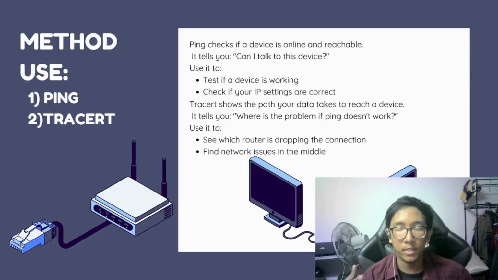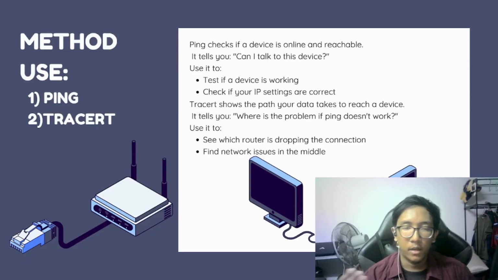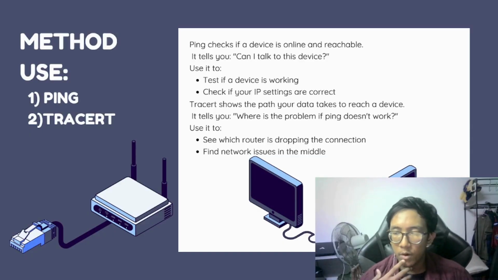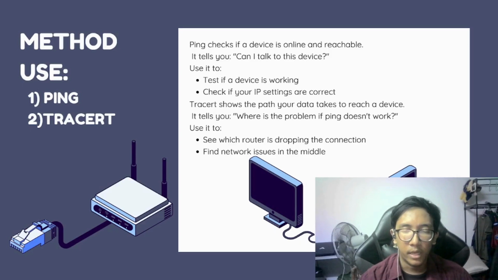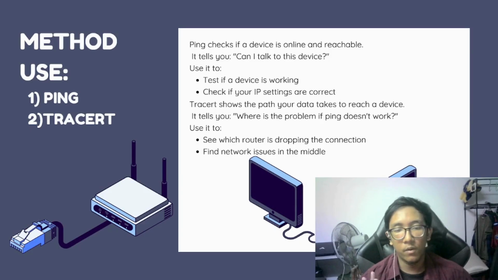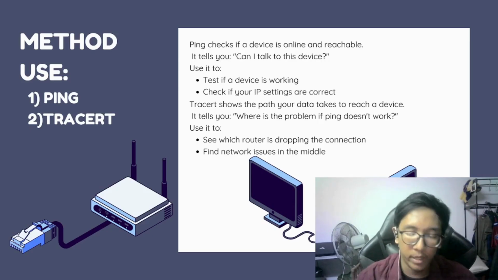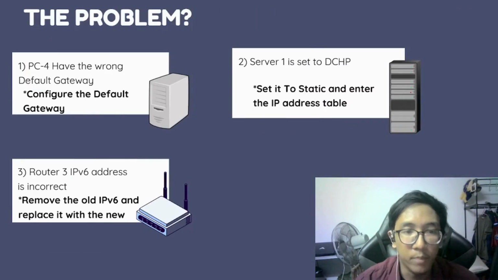Meanwhile, tracert shows the path your data takes to reach a device. It tells you where the problem is if the ping doesn't work. It also can be used to see which router is dropping the connection or find the network issue in the middle. So I have listed the problem here.